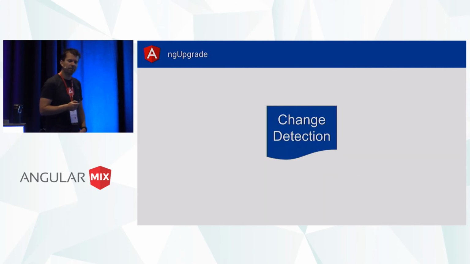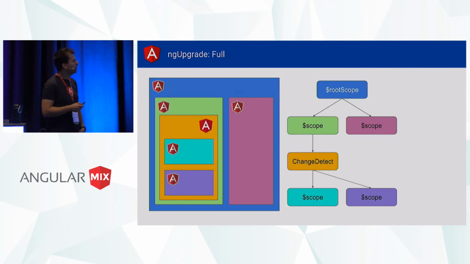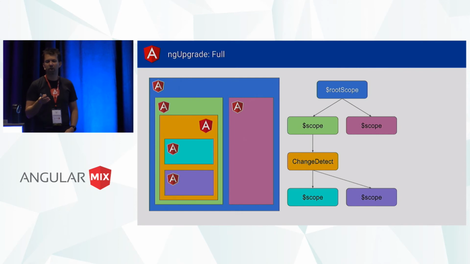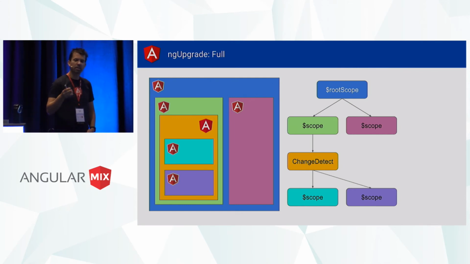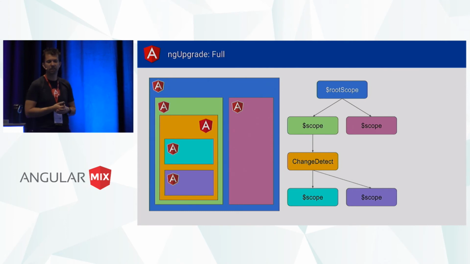So let me show you how that affects change detection systems. So here you have ngUpgrade full, in which case notice that the dollar scopes are interleaved with the orange box, in this case Angular. So notice that they're nicely interleaved. So as change detection happens from the root and propagates down to the child scopes, it goes and visits change detection in the Angular downgraded component so that it can be executed as expected.